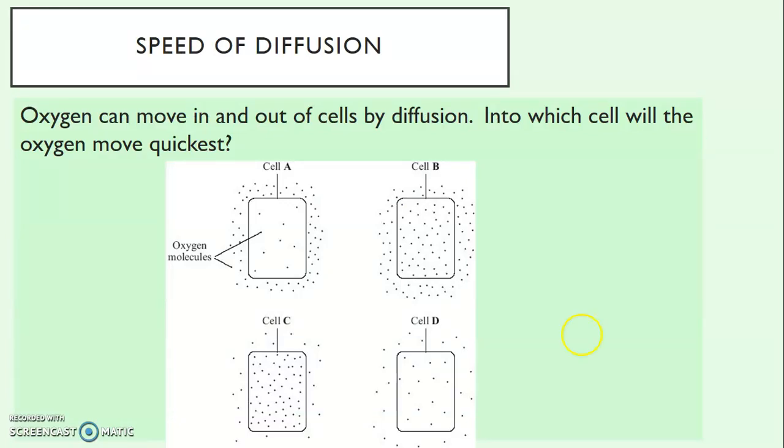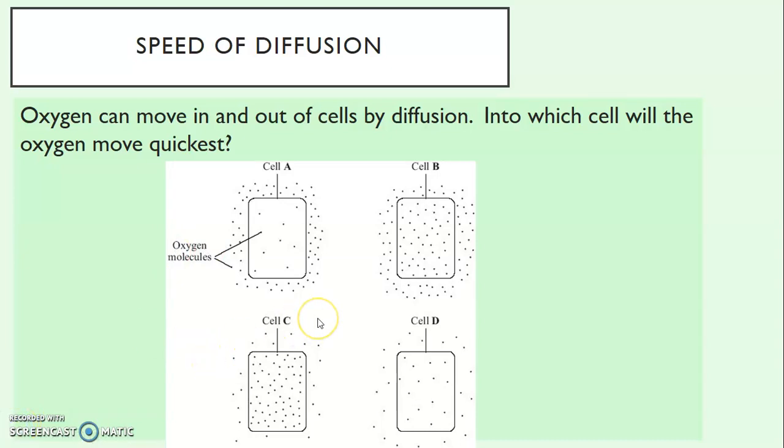So just see what you've learned. Have a quick look at this. Oxygen can move in and out of cells by diffusion. Into which cell will the oxygen move quickest? And these dots here are your oxygen molecules. So just pause, have a quick think and come back with the answer, please.